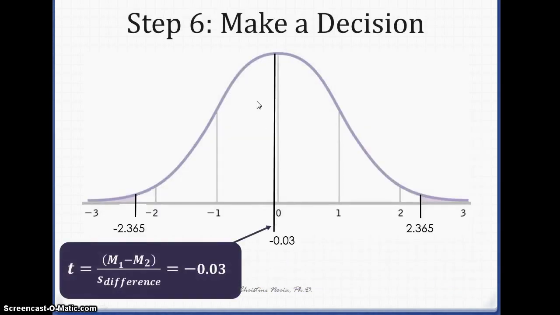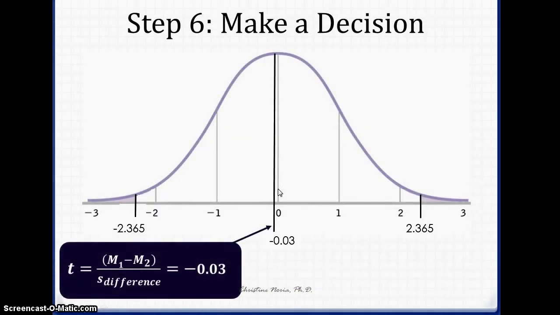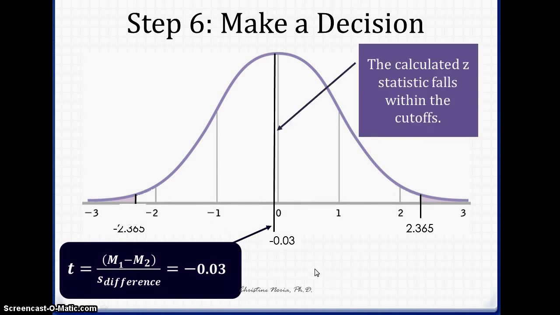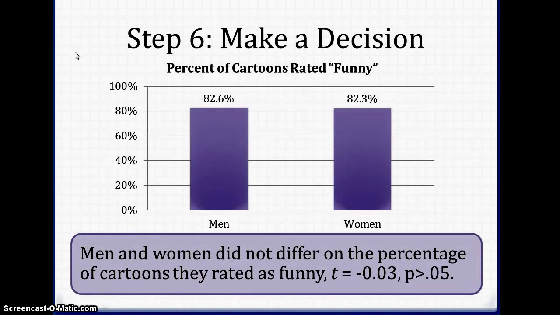So we find where that is on our distribution of scores. It's just slightly to the left of 0, and we make a decision. In this case, we're going to say it falls between our 2 critical values, and so we are going to fail to reject our null hypothesis. So we can make a decision, and we can say that men and women did not differ on the percentage of cartoons they rated as funny. And you see that we present it here in statistical notation.